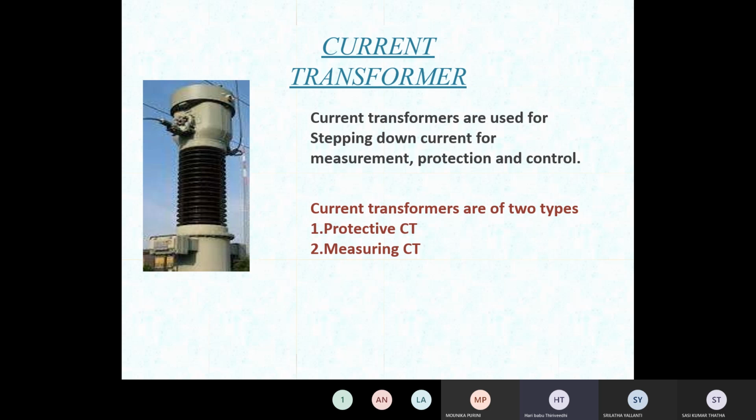Now look at the figure. Current transformers. A current transformer, or step down transformer, is used to measure high currents. Two types of current transformers are available: protective CT and measuring CT.